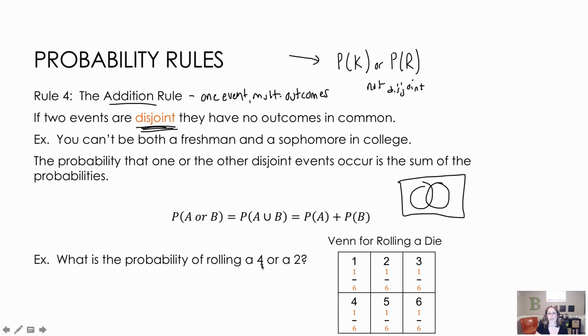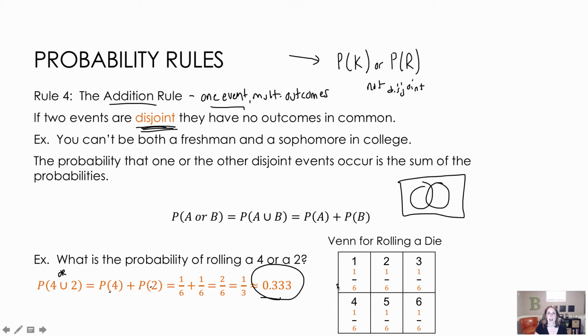The probability of rolling a 4 or a 2, I want you to notice the way I'm going to write it. I have the probability of 4 union 2. This means or. So the probability of rolling a 4 or a 2, again one event occurring, means I'm just finding the probability of each and adding them together. So 1/6 plus 1/6, which is 2/6, which is a third, which of course I would write as a decimal.